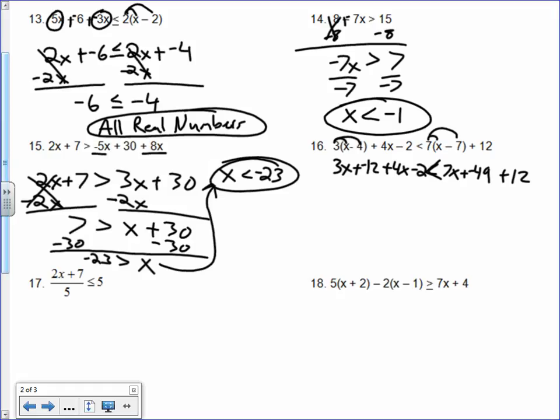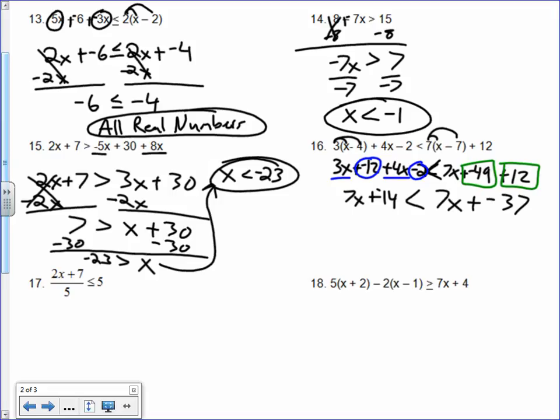So on our two sides, we can combine some like terms. 3x plus 4x over here. We can do negative 12 and negative 2. So we're going to have 7x negative 12 minus 14, or plus negative 14. This side, we can combine just the negative 49 and the plus 12. So we have less than 7x plus negative 37.